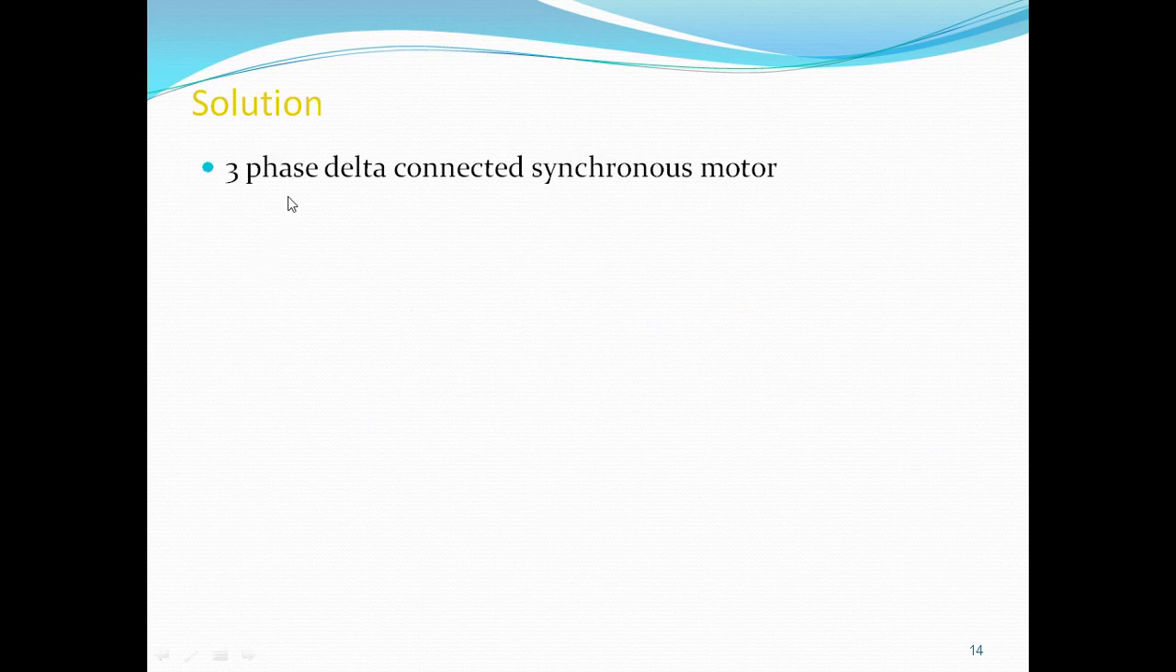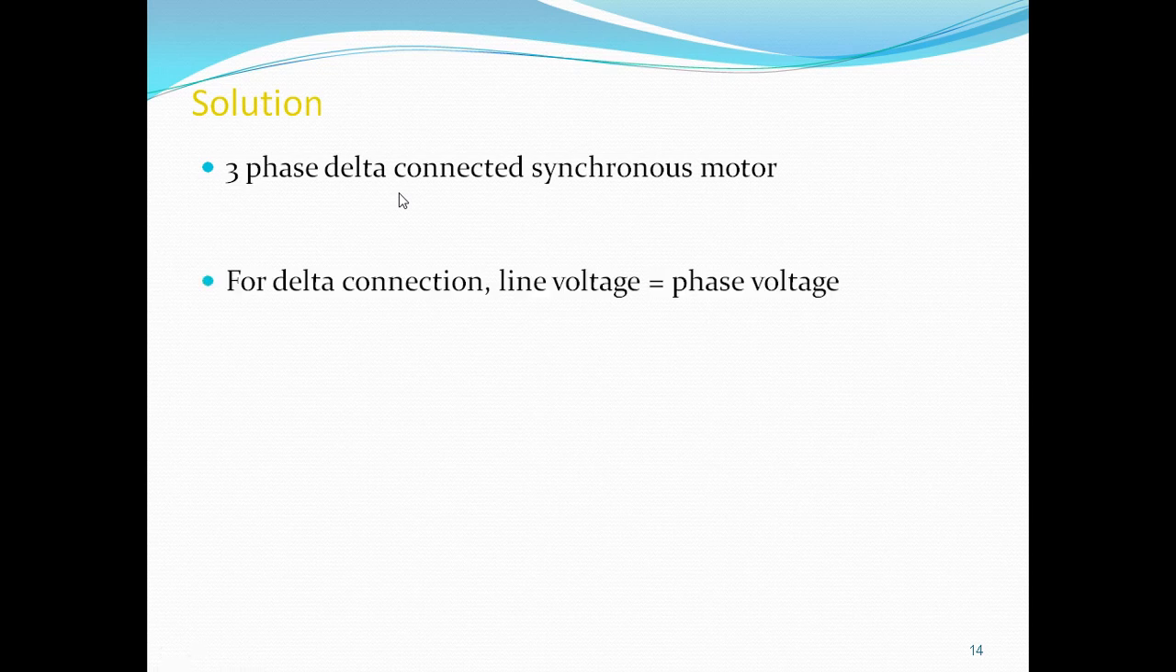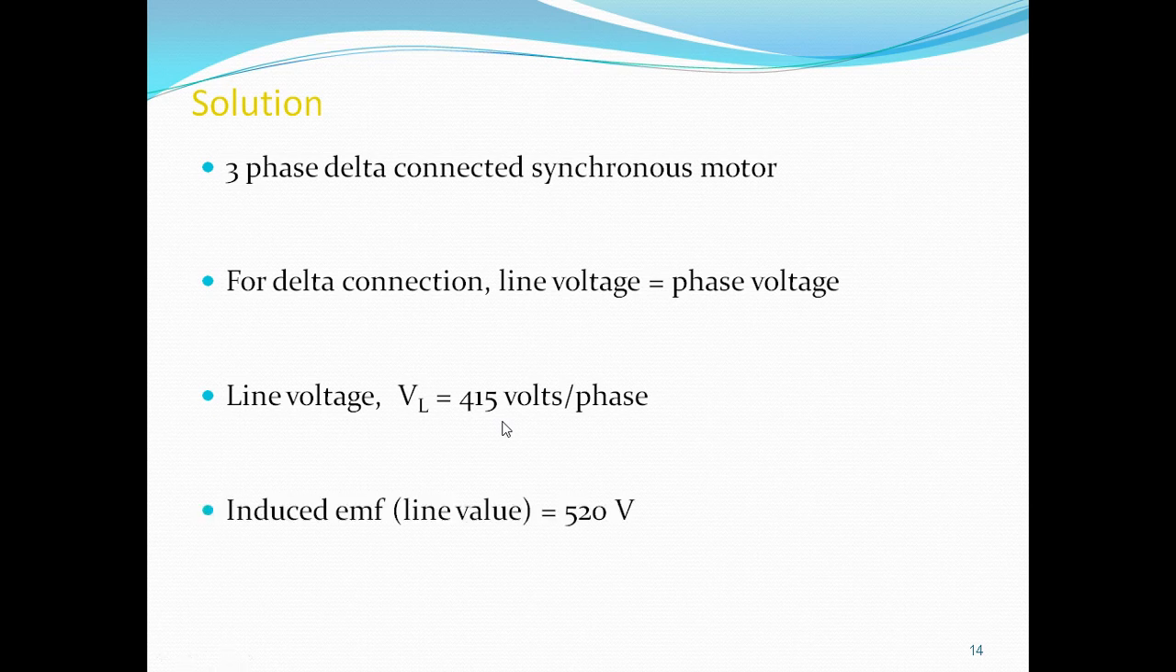So if you write the given data, what has he given? He has given a three-phase delta connected synchronous motor. As it is delta connected, the line voltage and phase voltage are equal, and phase current is equal to line current by root 3. So line voltage VL is equal to 415 volts per phase and induced EMF is 520 volts.